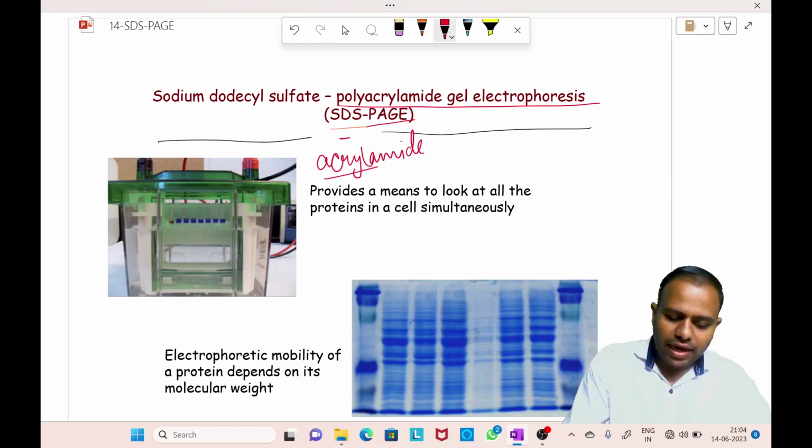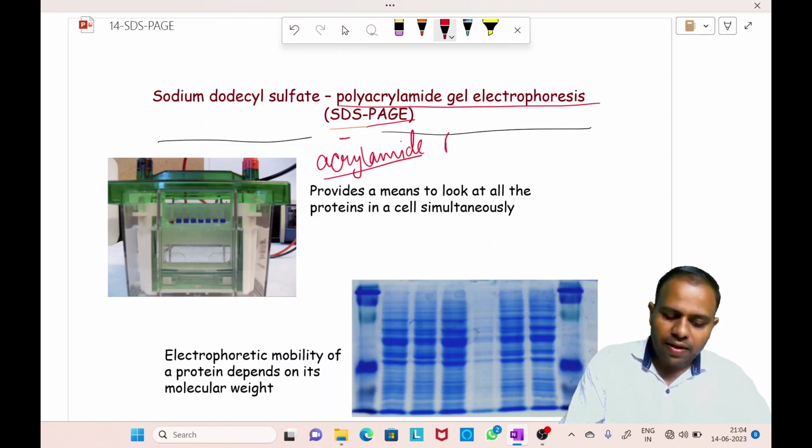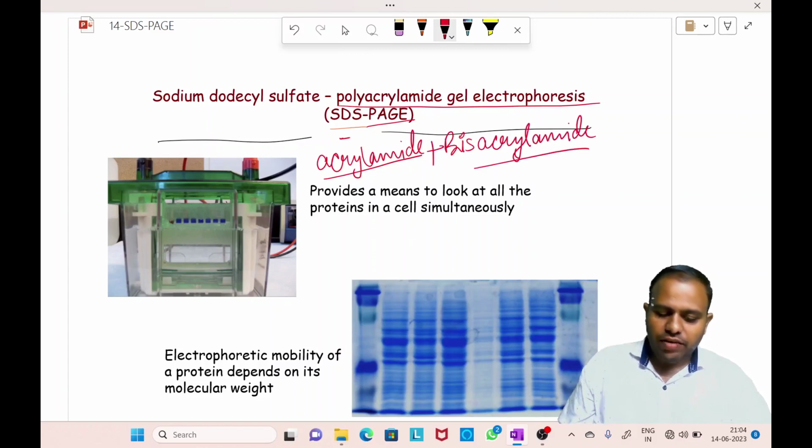So what is acrylamide? Acrylamide is a potent neurotoxin. Remember, acrylamide is a neurotoxin. Why do we use acrylamide here? Acrylamide polymerizes well and has stability. Therefore, we use two types of polymer here: one is acrylamide and the second is bisacrylamide. So the gel which is formed in SDS-PAGE is an acrylamide and bisacrylamide gel.